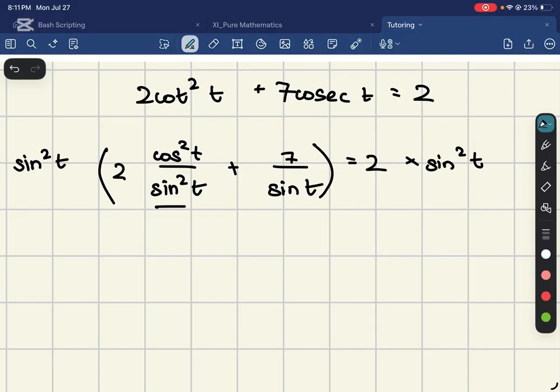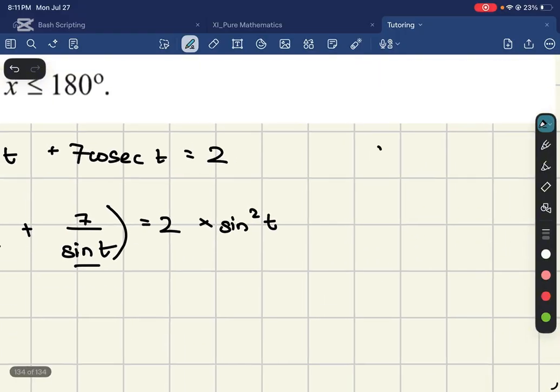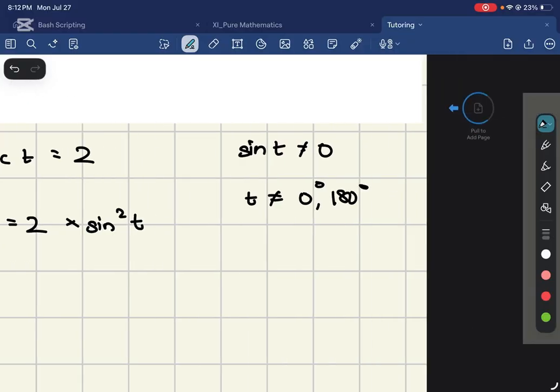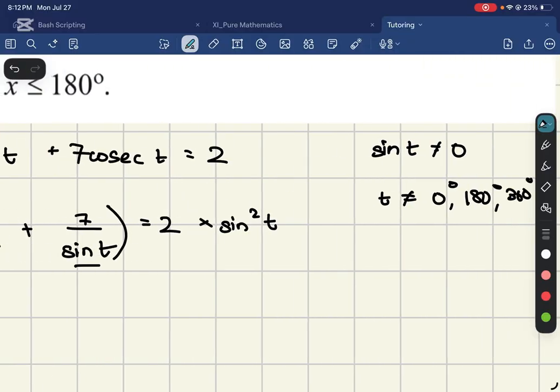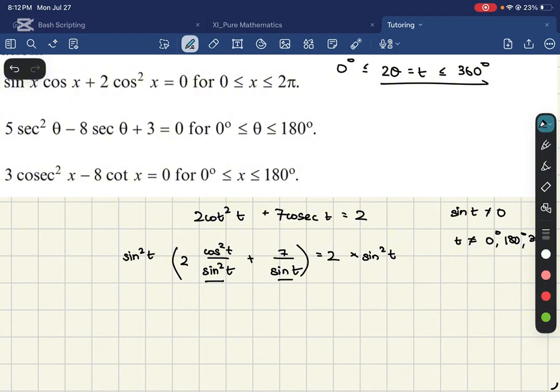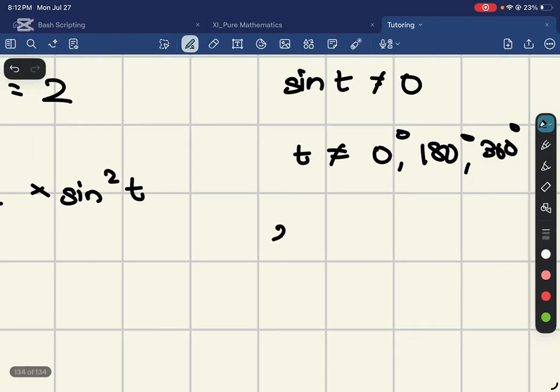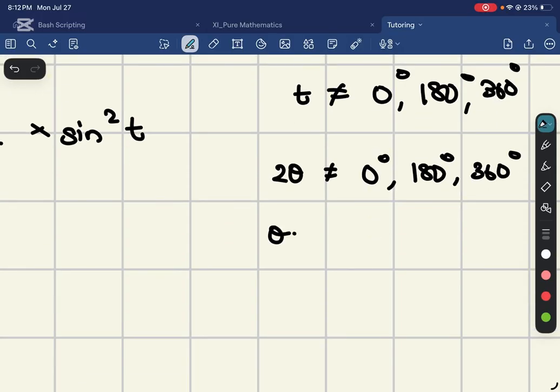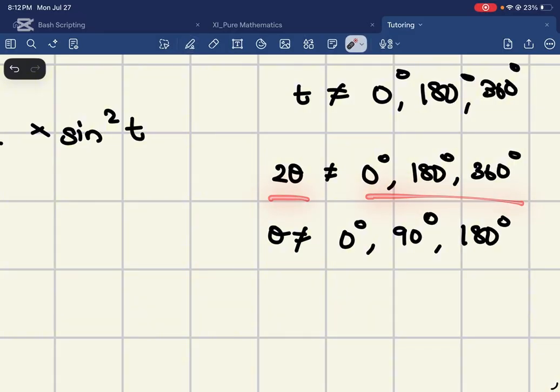Now if I multiply both sides by sine squared T, and remember, sine T is in the denominator. So sine T cannot be equal to 0. T cannot be equal to 0, 180 degrees, and 360 degrees, right? For this restriction. So because T is 2 theta, I can get that theta cannot be equal to 0, 90, and 180 degrees. So I just need to divide by 2 on both sides of this expression.